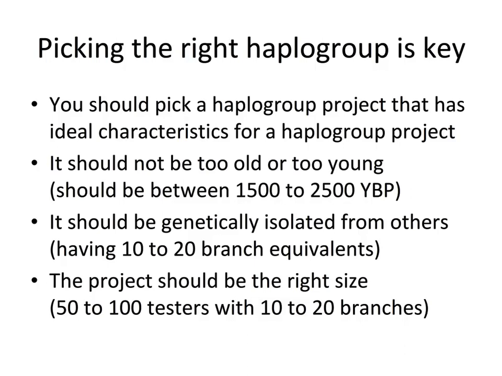It should be genetically isolated from others so you don't have overlap of false hits that are going to be analyzed and throw off your analysis. So having 10 to 20 branch equivalents in the upper portion of your haplotree is a good idea. Also, the project should be the right size. If it's too large, it may be too big of a project for you to take on, or if it's too small, it may not warrant a project at this point in time. The ideal size is like 50 to 100 testers and 10 to 20 branches. That's really the ideal size to get started on.